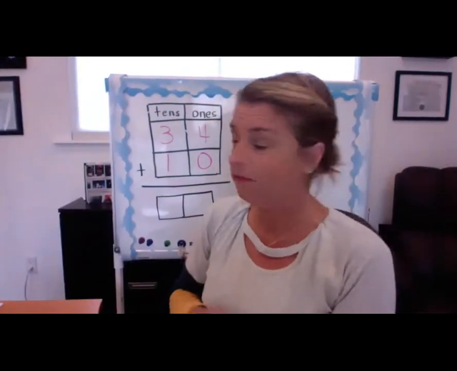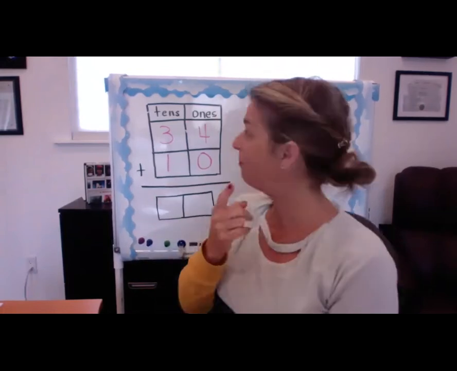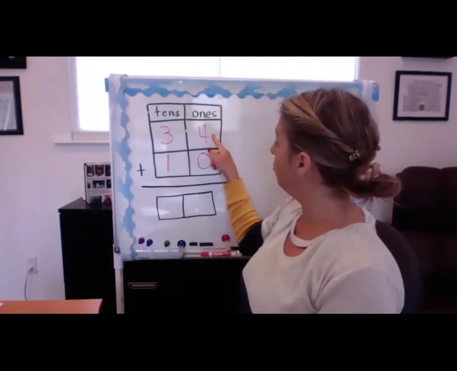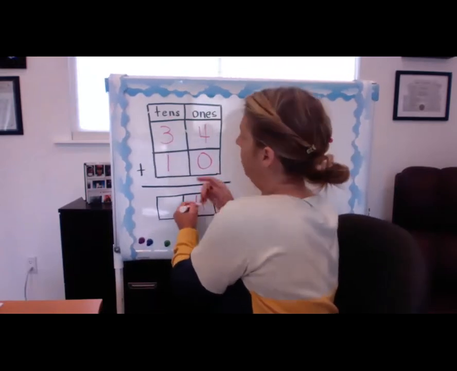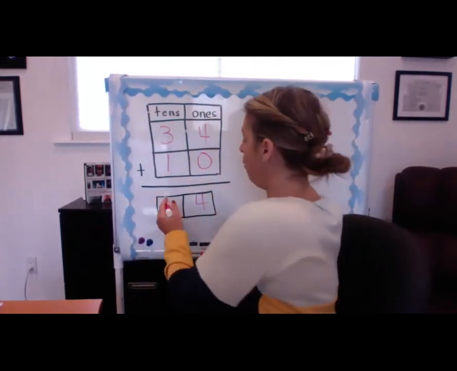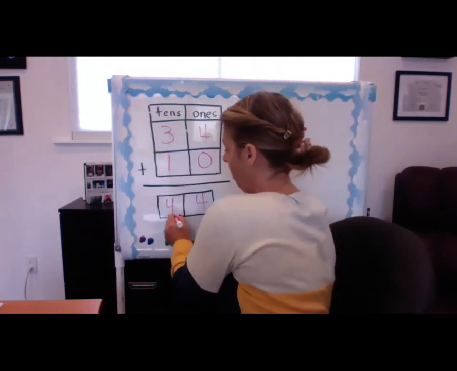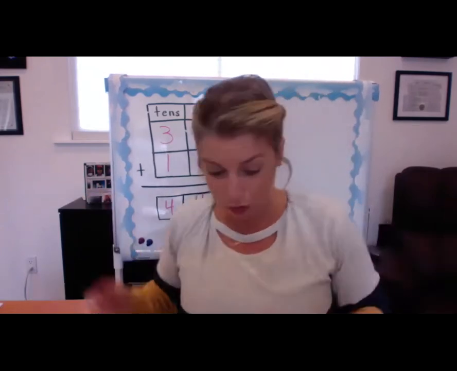Now, let's go ahead and add. Which side do we add first? Right. We add the ones. 4 plus 0. 4 plus 0 equals 4. Now we're going to add the tens. 3 plus 1 equals 4. And there's our answer.